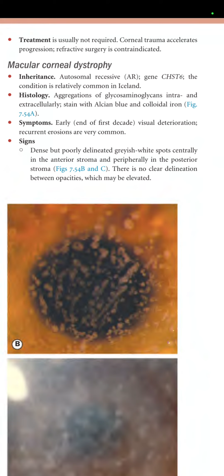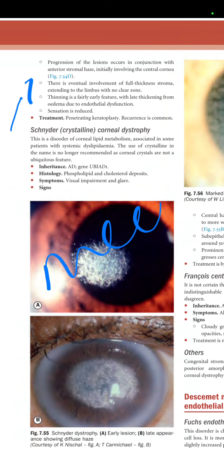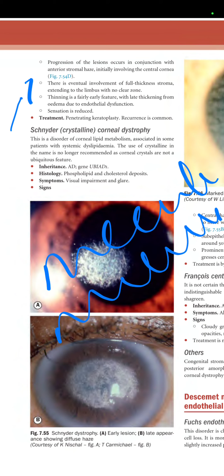Signs are dense but poorly delineated grayish-white opacities centrally in the anterior stroma and peripherally in the posterior stroma. So very important that centrally it involves the anterior side of the stroma and peripherally it involves the posterior side of the stroma. There is no clear delineation between opacities, which may be elevated. Progression occurs in conjunction with anterior stromal haze, initially involving the central cornea. There is eventual involvement of the full-thickness stroma extending to the limbus with no clear zone. This is important: macular dystrophy and Meesmann both extend to the periphery.